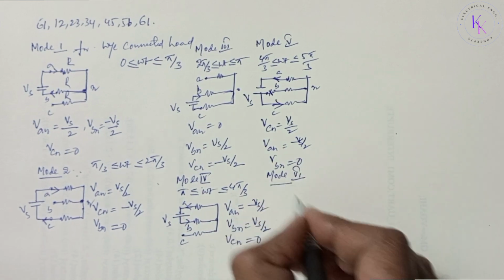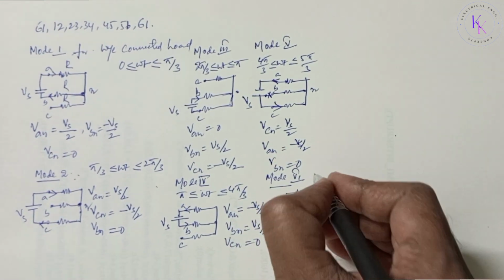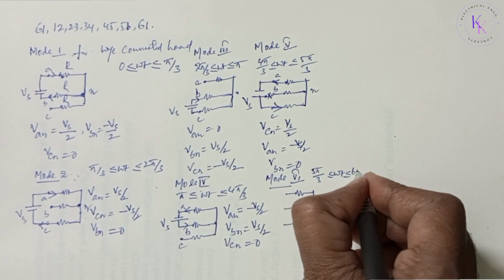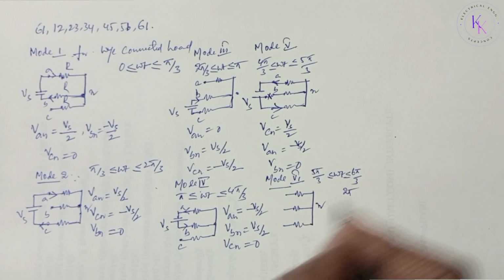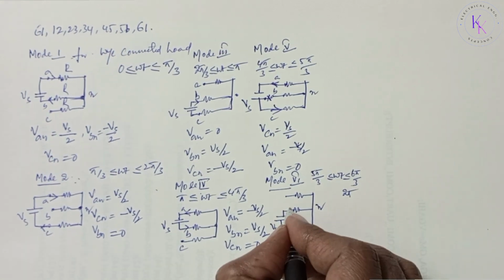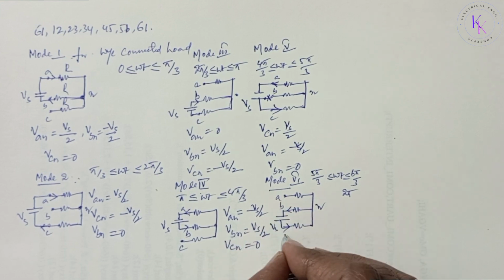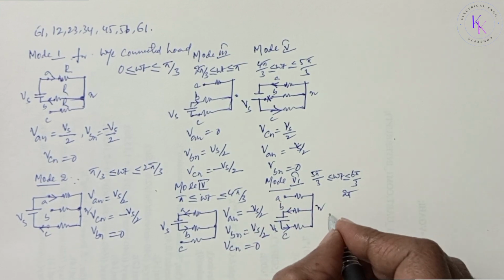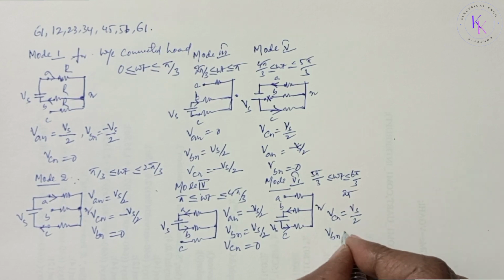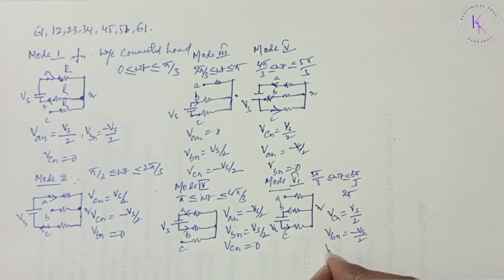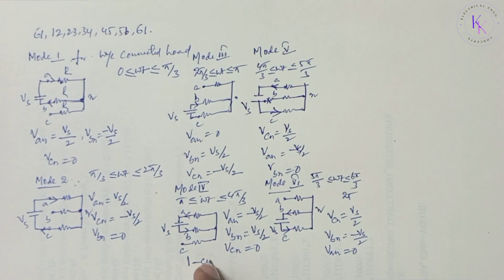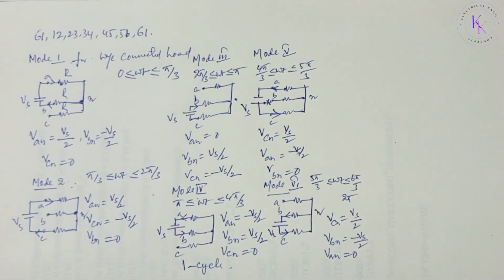Mode 6. This is in between 5 pi by 3 and 6 pi by 3, which is nothing but 2 pi. Vs, C to B, A is left alone. Then the voltage VCN is positive, that is Vs by 2, VBN equals minus Vs by 2, and VAN equals 0. This completes one cycle. So in the next cycle, the same modes of operation will be there.